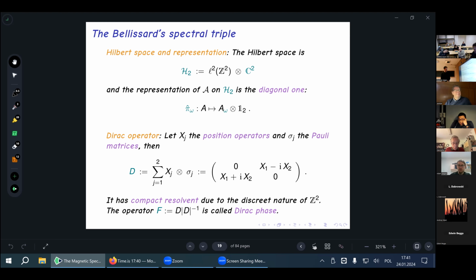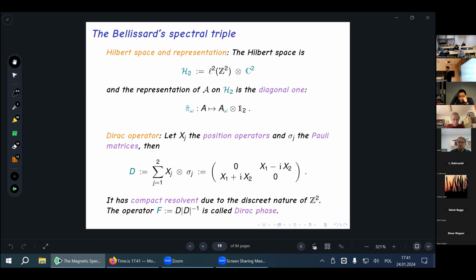In some sense, because I'm in L2 of Z2, I have only a notion of translation. I don't have the infinitesimal generator of the translation which gives me the momenta. But what I have for sure are the position operators. This position operator is just multiplication by the coordinate, the index in the lattice Z squared. Those are unbounded, but they are completely diagonalized on the basis of L2 of Z2.